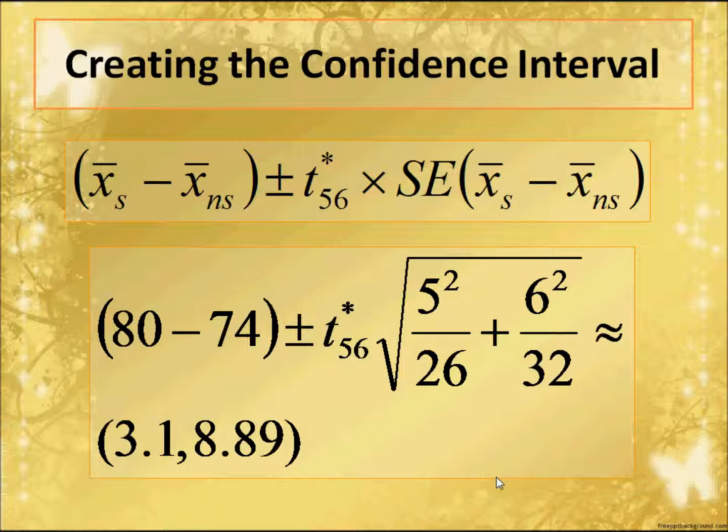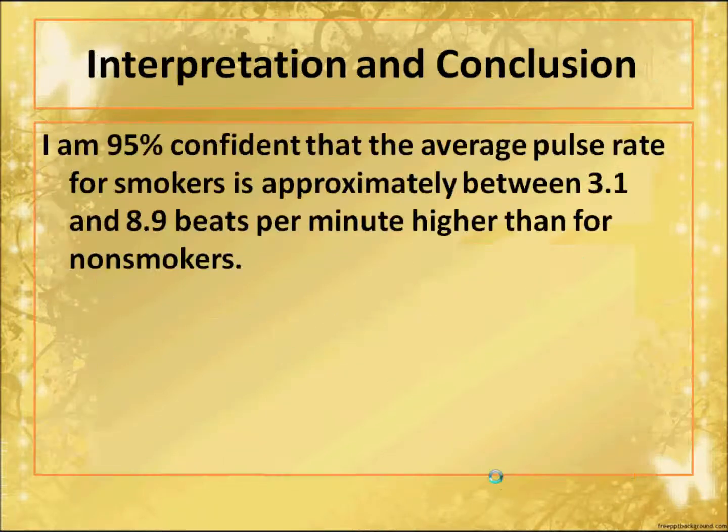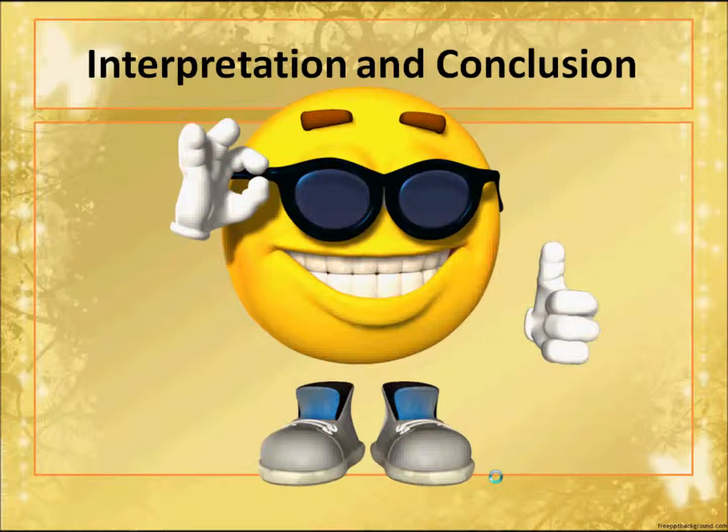Once I've created my confidence interval, I can now do my interpretation and conclusion. I am 95% confident that the average pulse rate for smokers is approximately between 3.1 and 8.9 beats per minute higher than for non-smokers. So that's how I would interpret my confidence interval. And once I've done that, I've got my conclusion and I'm done.